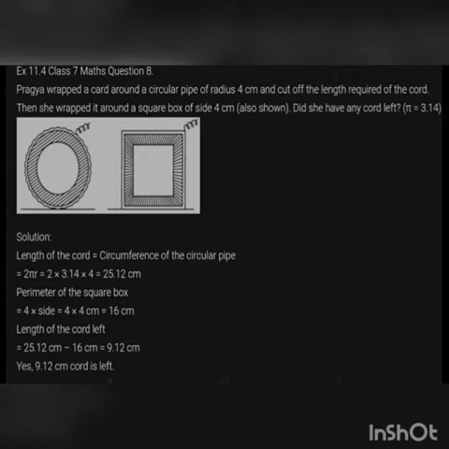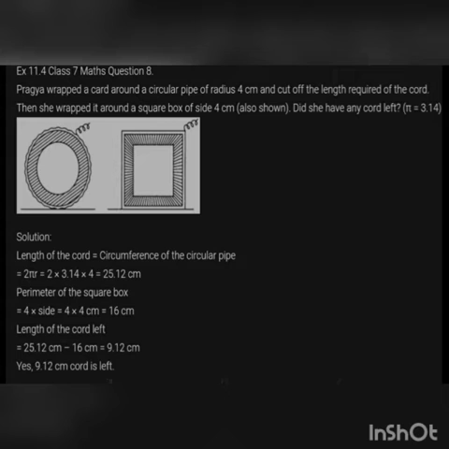So here for the circular pipe, radius is given. So what is the circumference of the circular? 2 pi r. So here radius is given 4 cm. So we can find the boundary distance. So 2 pi r, 2 into 3.14 into r is 4. You get 25.12 centimeters. So the cord required for wrapping around the circle is how much? 25.12 centimeter. That much is required for wrapping around the circle.